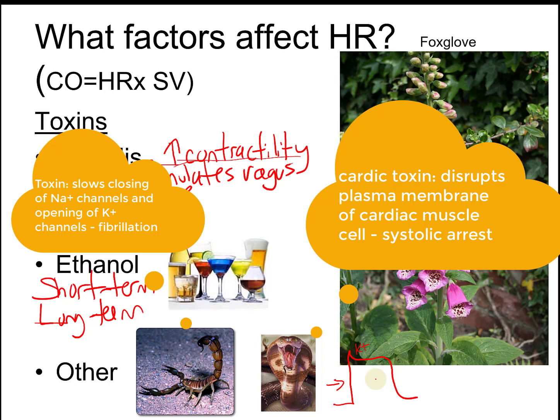One last thing I'll say about heart rate is it varies with age. So in very young newborns, their normal heart rate is about 120 beats per minute. But as you get older, that slows down. Women tend to have a slightly higher heart rate than men, somewhere between 78 to 82 beats per minute. Men's heart rate is a little slower, 70 to 72 beats per minute. And as you get older, your heart rate increases.